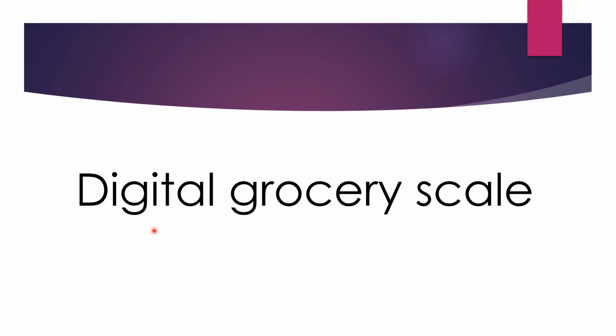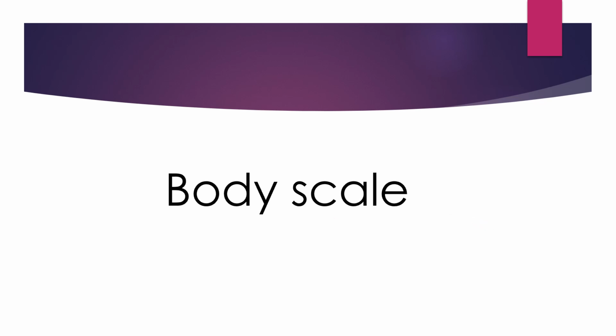Next is digital grocery scale. Okay, let us spell: D-I-G-I-T-A-L, digital. G-R-O-C-E-R-Y, grocery. S-C-A-L-E, scale. Digital grocery scale. Next one is body scale. Spell: B-O-D-Y, body, S-C-A-L-E, scale, body scale.